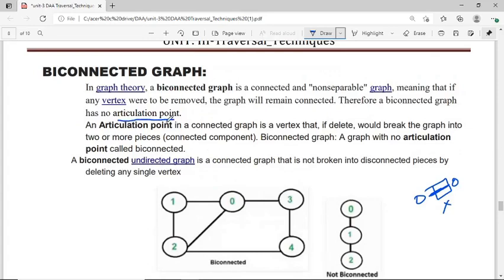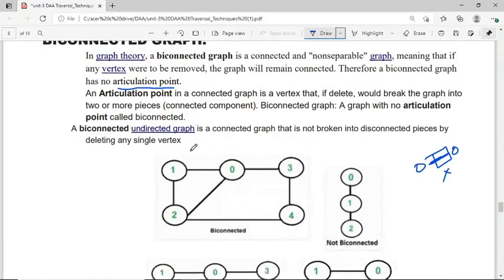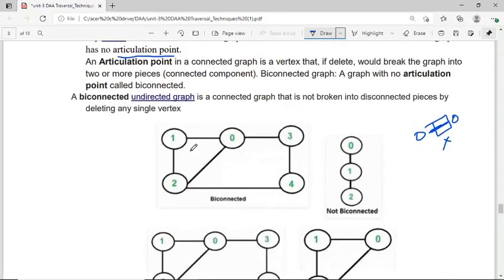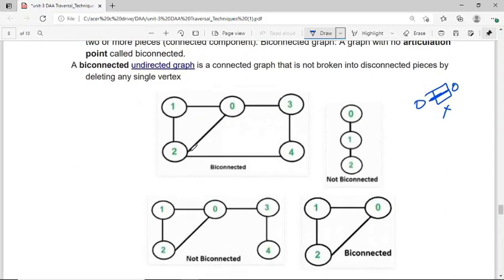What is an articulation point? An articulation point in a connected graph is a vertex that, if deleted, would break the graph into 2 or more pieces. A graph with no articulation point is called a biconnected graph. So what is an articulation point? Here are some examples. Here, like this is a biconnected graph.